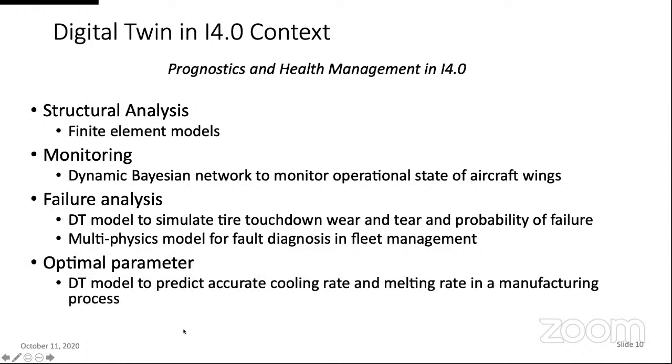What is the optimal parameter so that the factory can run with the most efficiency? For example, it can predict the accurate cooling rate that needs to be set, or the melting rate that has to be set for a manufacturing process. That can be given to the operator, and the operator can fine tune it. Or in the best case, it can actually control the plant itself. That's the basic goal of Industry 4.0, which is completely automated with as little human interaction as possible.